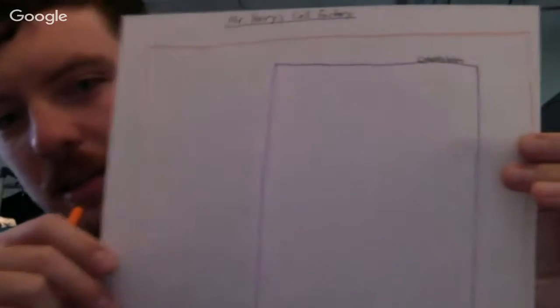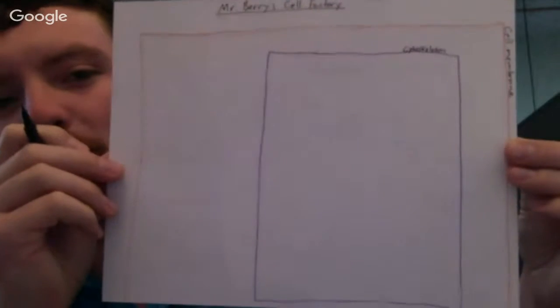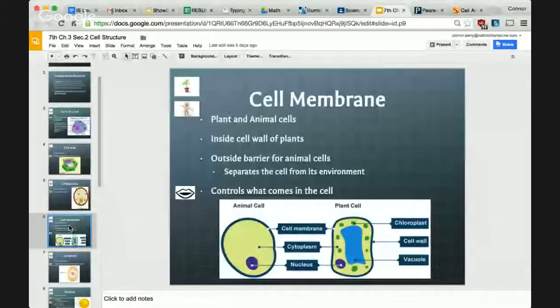Okay, so right here, I just added in a chain link fence. And that's going to be like my cell membrane. So I'm going to go ahead and label this cell membrane. Okay, there we go. So I have my cell membrane now. So that's the entire property of my factory. So let's go ahead and take a look at our next organelle that we need to put into our factory.